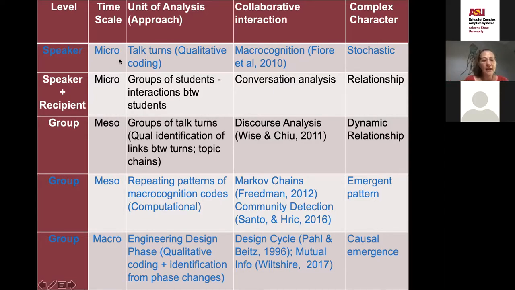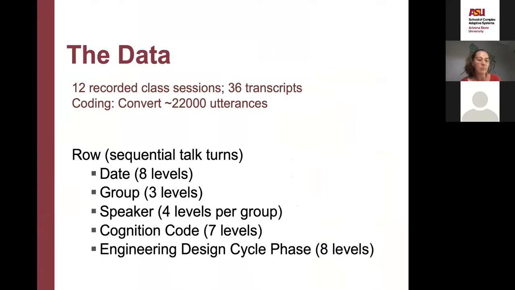So we actually focus on three levels in our work at this moment, although we're certainly interested in all of them. We are interested in the speaker talk turns. What is actually happening in the turns? Also, the repeating patterns of talk turns, types of talk turns, which we call cognitive types of interaction that are going on. And we think that these patterns are emergent. We would go one step further with the emergent phases of the engineering design cycle and hypothesize that these are causally emergent, which we can talk more about in our 2016 paper.